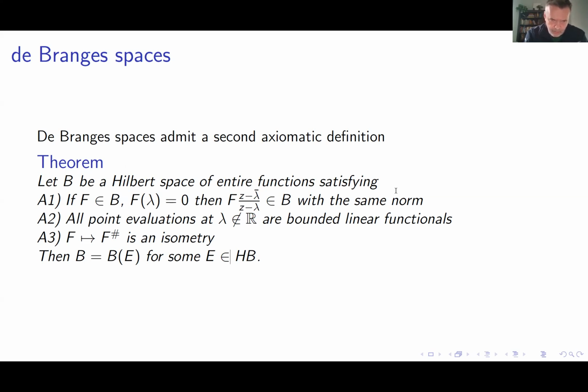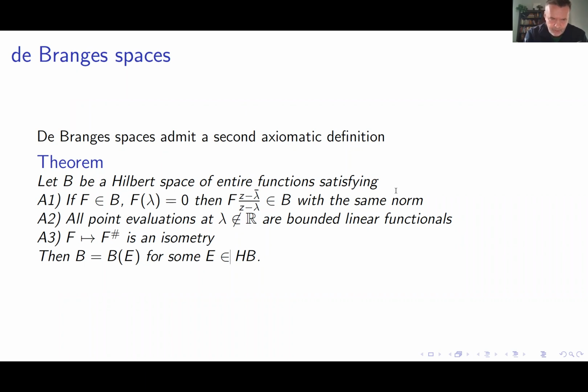The second axiom is that all point evaluations at points outside of the real line are bounded linear functionals. Actually, if this holds, then you can show that point evaluations on the real line are also bounded linear functionals, just using the closed graph theorem. But this way, when you consider only non-real points, this is a weaker restriction. So we formulate it in this way.